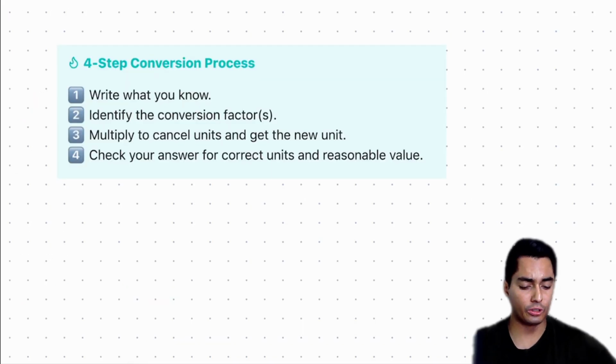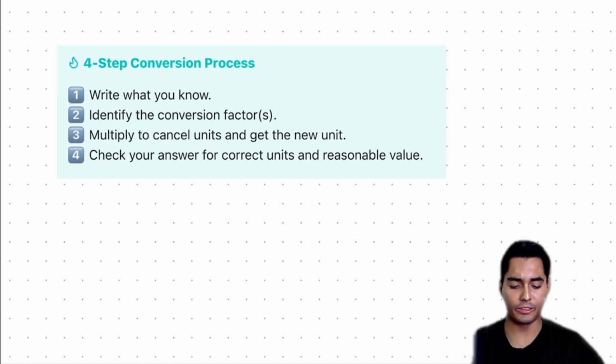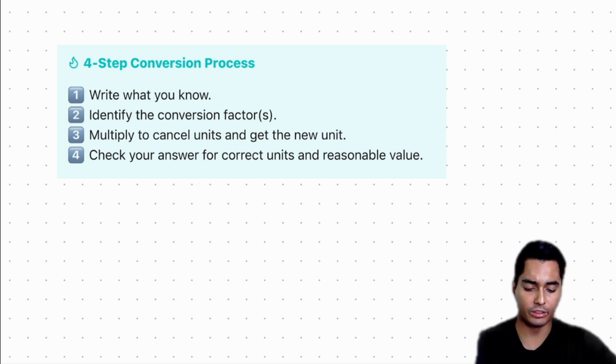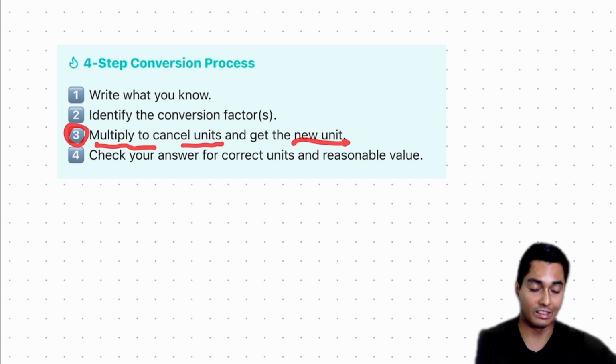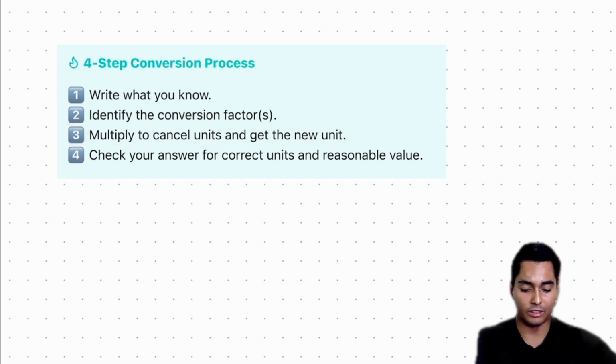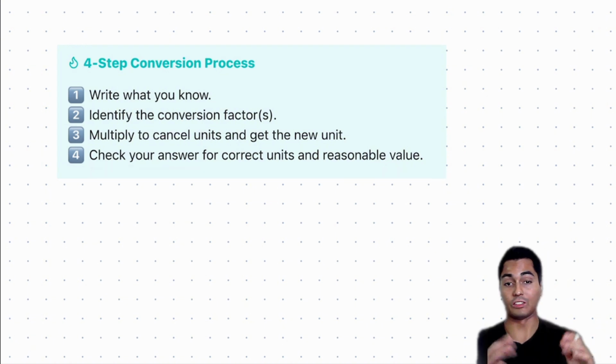Okay, so for unit conversion problems, I like to break them down in a 4-step process. Step 1 is to write what you know. So every time you're lost and you have no idea how to start, at least write what you do know. Second is to identify the conversion factors, namely the quantities that we're going to use to change. And then step 3 is key here. We're going to multiply to cancel out the units and then get the final answer. And the final step is to check your answer for the correct units and then see if that makes sense.